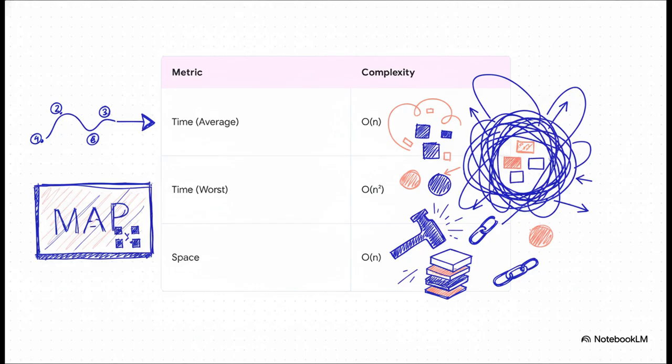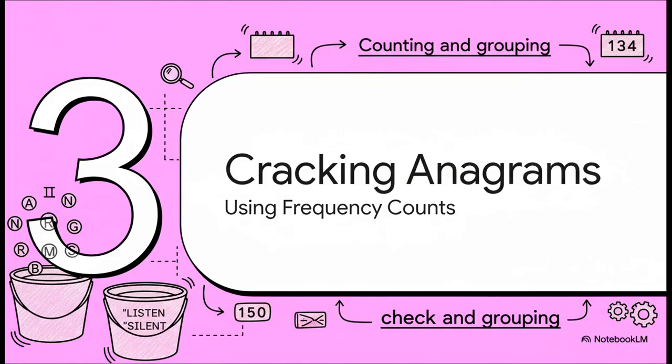That's only technically possible if every single key collides, which, with any decent hash function, is so astronomically rare it's basically not a concern in an interview. Okay, on to our second major pattern, cracking anagrams.